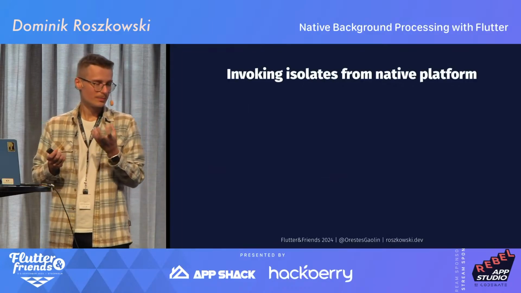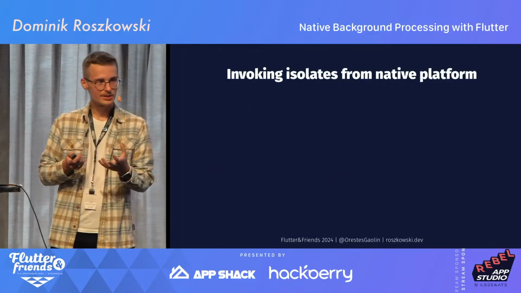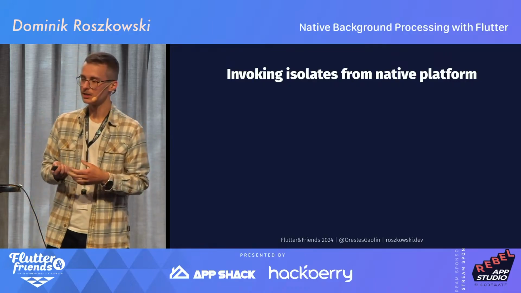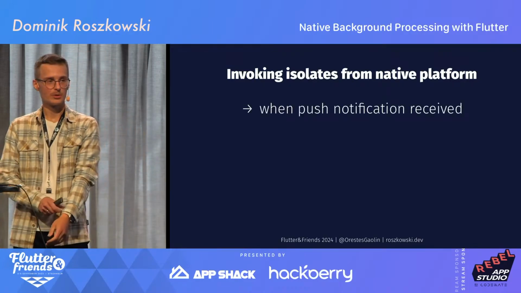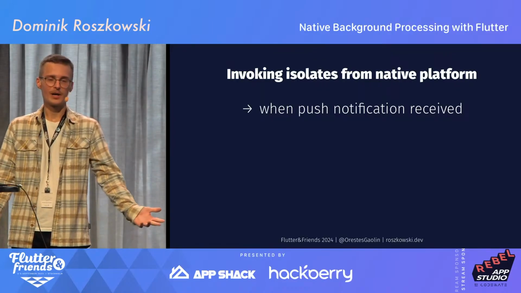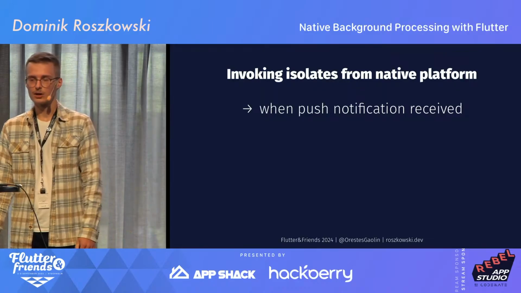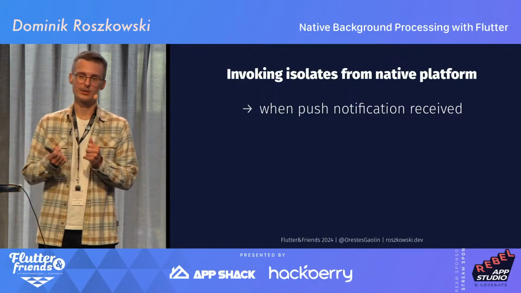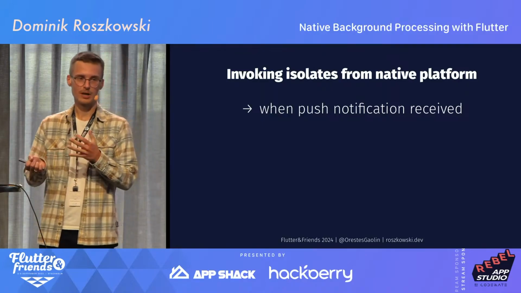Yeah, so the most interesting part for me actually is just being able to invoke the isolate, invoke the Flutter engine from the native platform. And this happens when you get a push notification and you want to run something. So when you set up Firebase messaging, you will see in the docs that you have to have this top level function that will be called when a new push notification arrives and the app is not running.